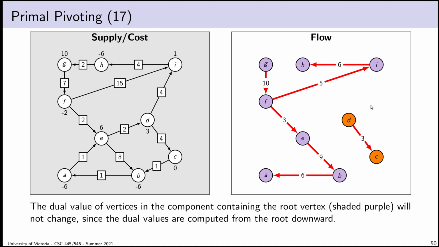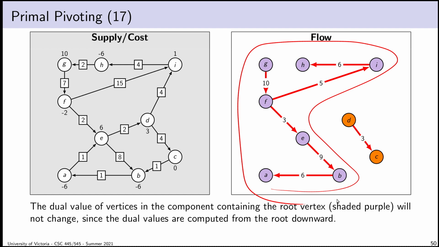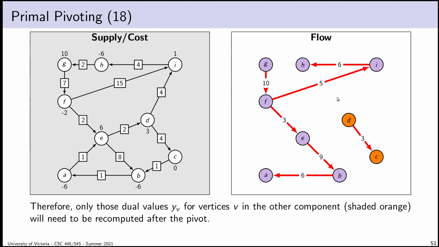And so, just to summarize with color, the dual variables for these vertices, the ones in purple, the ones that are still in the same component as the root, will not change because everything's computed from the root on down. Only the orange ones will change. And so only those need to be recomputed when my pivot is done.